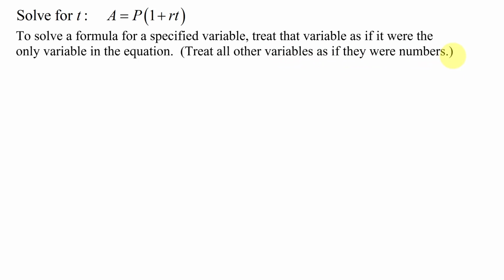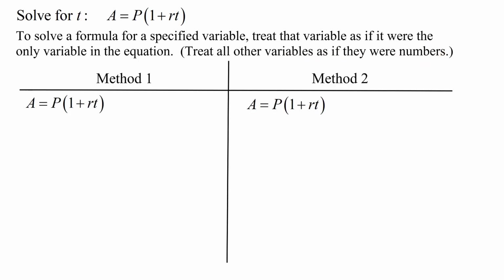Now this problem can be solved several different ways. I'm just going to solve it two different ways, and I think the first method is the simplest. Now remember, I'm solving this equation for t, so I need to get the t all by itself on one side of the equation. In the first method, I'm going to distribute the p into the parentheses, so I have p times 1 is p, plus p times rt is just prt.